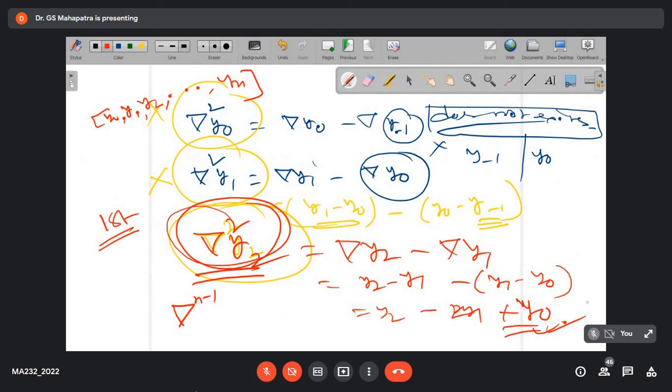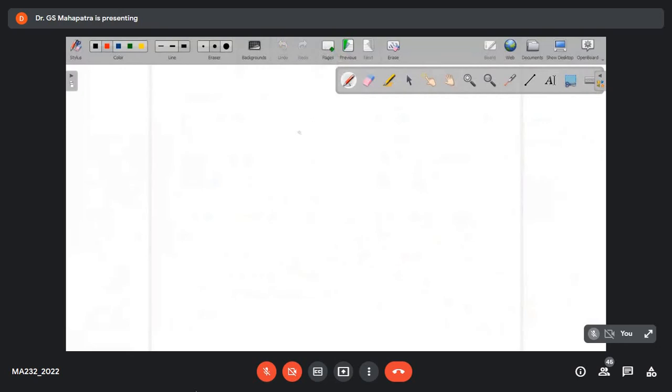Now one example of this, backward difference and forward difference tables, how to prepare the table. Let us consider a set. This one is very simple, a set of values.